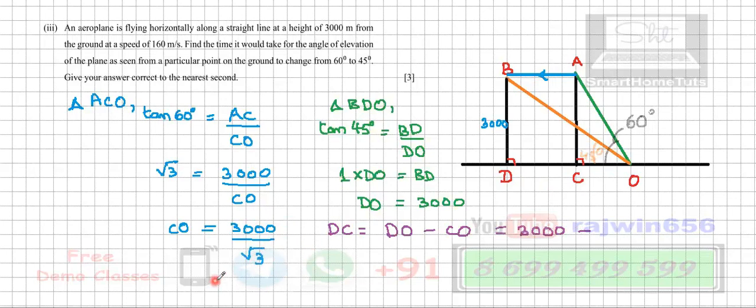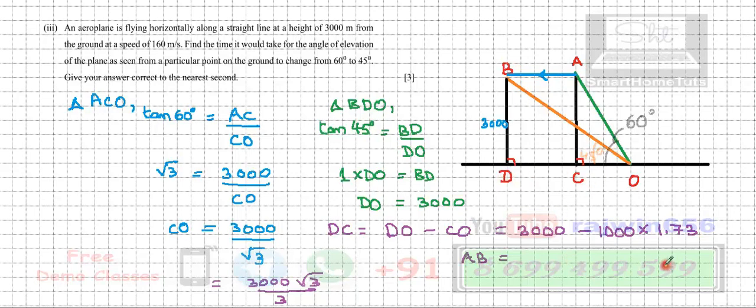If I rationalize the denominator, I'm writing this over here. This will be 3000 root 3 upon root 3 into root 3, which becomes 3. So it will become 1000 root 3. 1000 root 3, value of root 3 is 1.73. This is going to be the distance through which the aeroplane has traveled from A to B, which is AB, which is equal to DC.